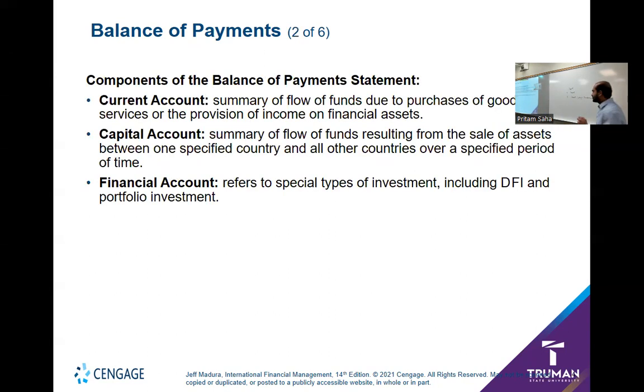When you talk about balance of payments, it has basically three components: current account, financial account, and capital account.